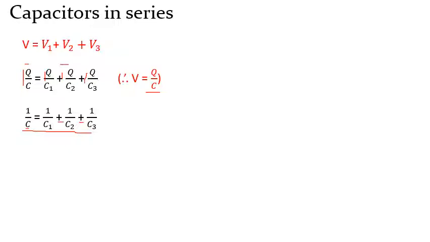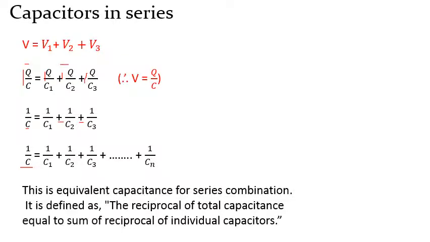Like this you can draw the conclusion, and if n capacitors are there, then we can write 1 upon C is equal to 1 upon C1 plus up to 1 upon Cn. By this formula you can find the effective capacitance in case of series combination of a number of capacitors. See, in this figure also it is indicated. Like this you can prove 1 upon C is equal to the right hand side. This may be a question for 2 or 3 marks.